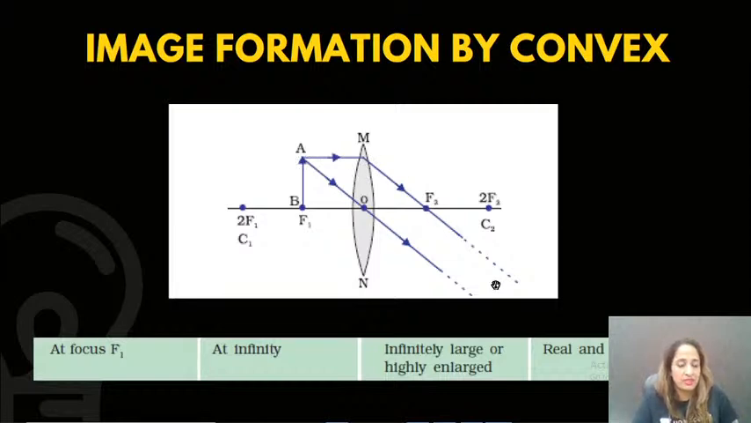So what is happening in this case is, when we have the object at focus F1, the image is at infinity. You're not even able to locate the image because it is highly enlarged. And the type of image formed in biconvex lenses, in most of the cases, 5 out of 6, the images are real and inverted, similarly as we used to see in concave mirror.